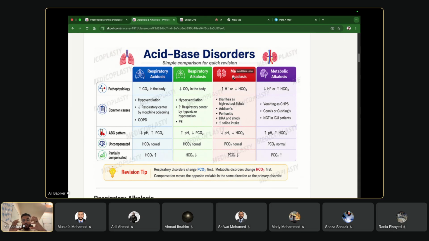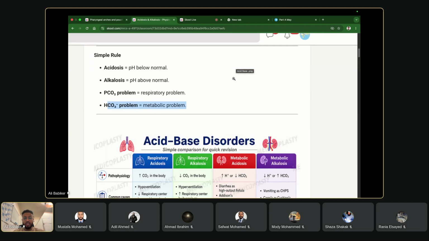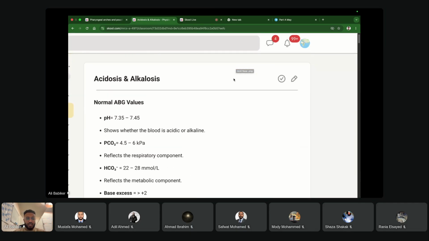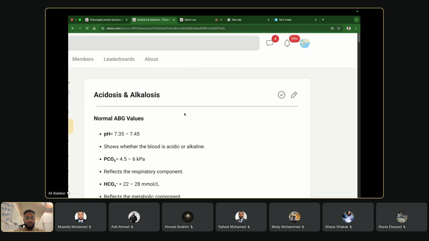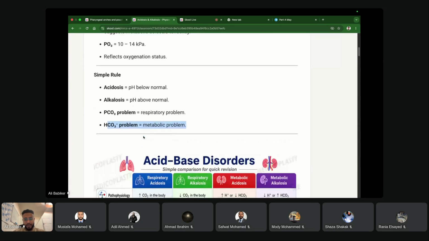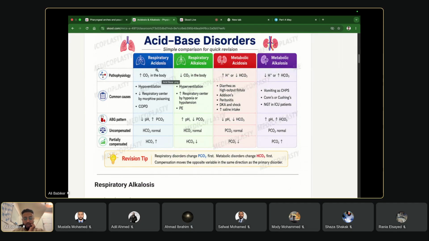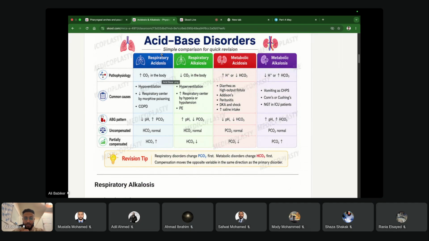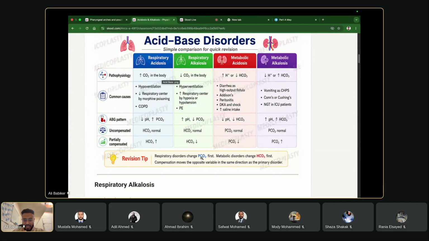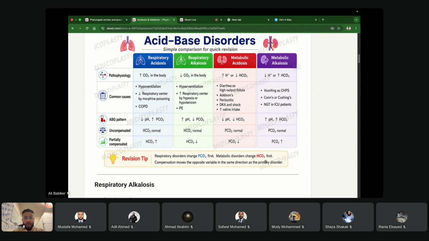So the main idea, we want to keep the environment of the body, interstitial fluid and the cells, between 7.35 to 7.45, making it within normal range. Okay. All right. Here are common causes for each one. However, we're going to speak about this in detail.